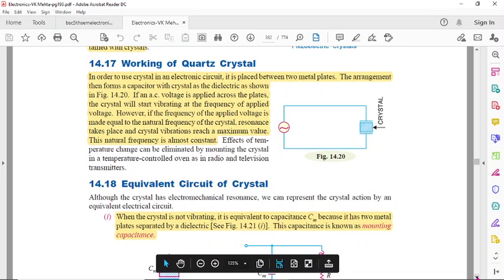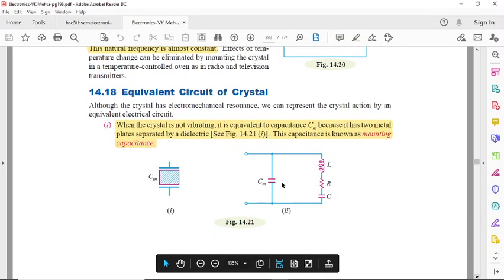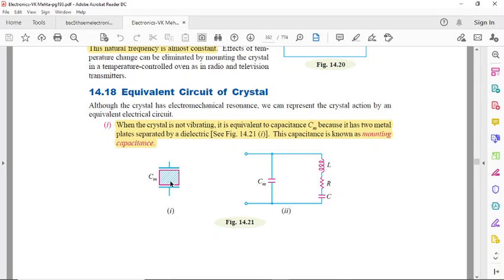In the equivalent circuit, we can see it like a capacitor. So let us see how this acts as an oscillatory circuit. When the crystal is not vibrating, it is equivalent to capacitance Cm because it has two metal plates separated by dielectric. This capacitance is known as mounting capacitance.